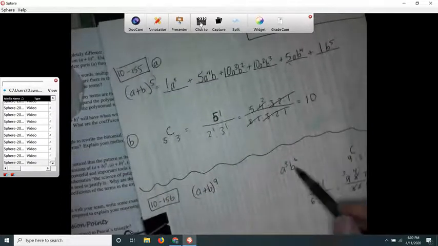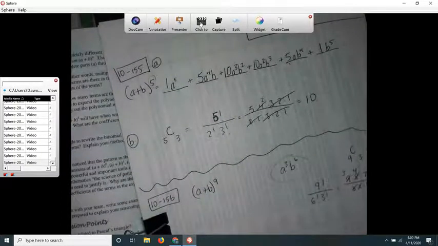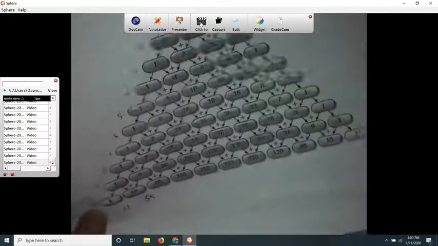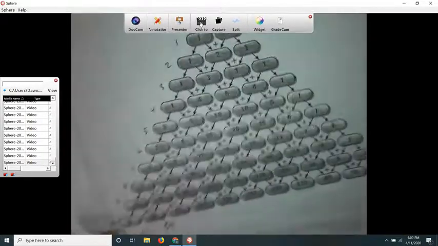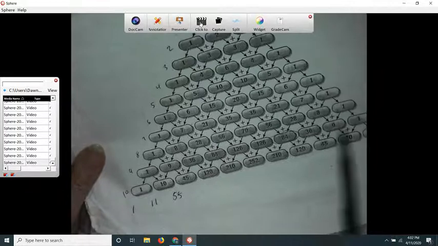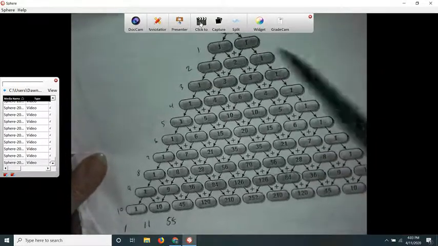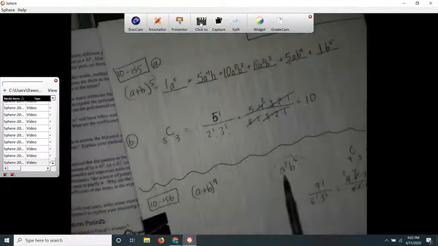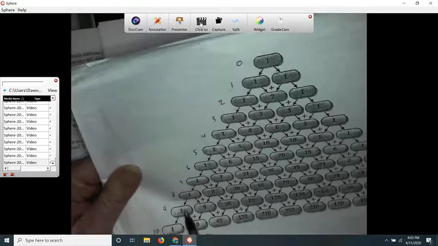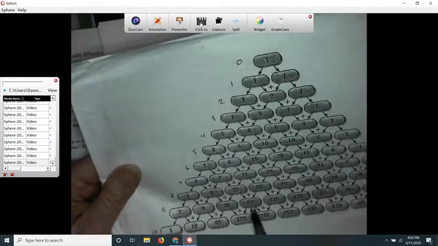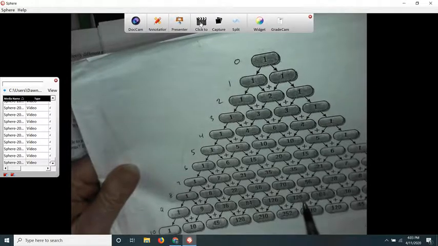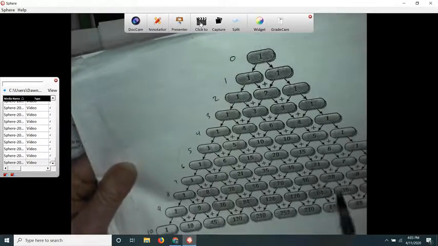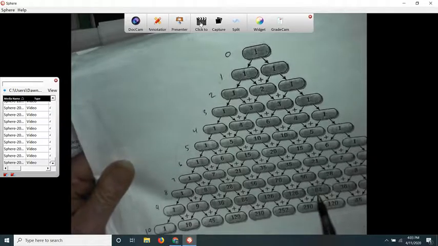So I'm looking for A cubed B6. By the way, we can check it right here, but you can see that it would take a while to draw this triangle if you don't have one. This one was just in my book. But if I was looking for A cubed, remember it goes A9, A8, A7, 6th, 5th, 4th, 3rd. So A cubed should have a coefficient of 84 according to my triangle.